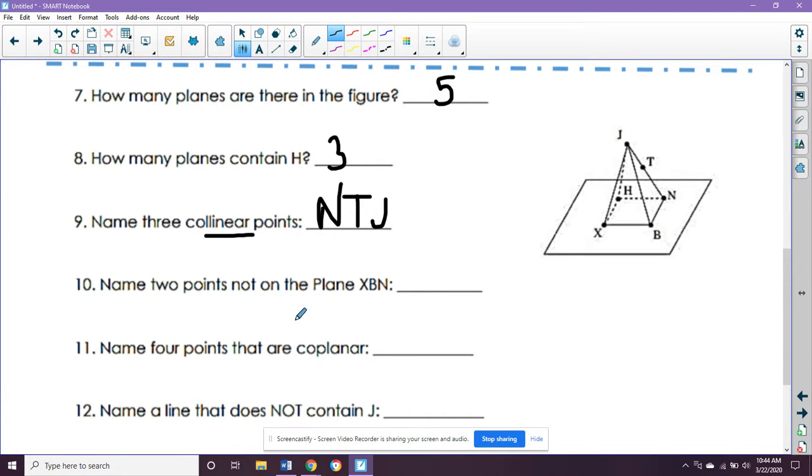Name 2 points not on the plane X, B, N. So X, B, N is down here, so our bottom plane. Need 2 points not on the bottom plane. So 2 points not on the bottom. Here's our bottom. Up here, so J and T.